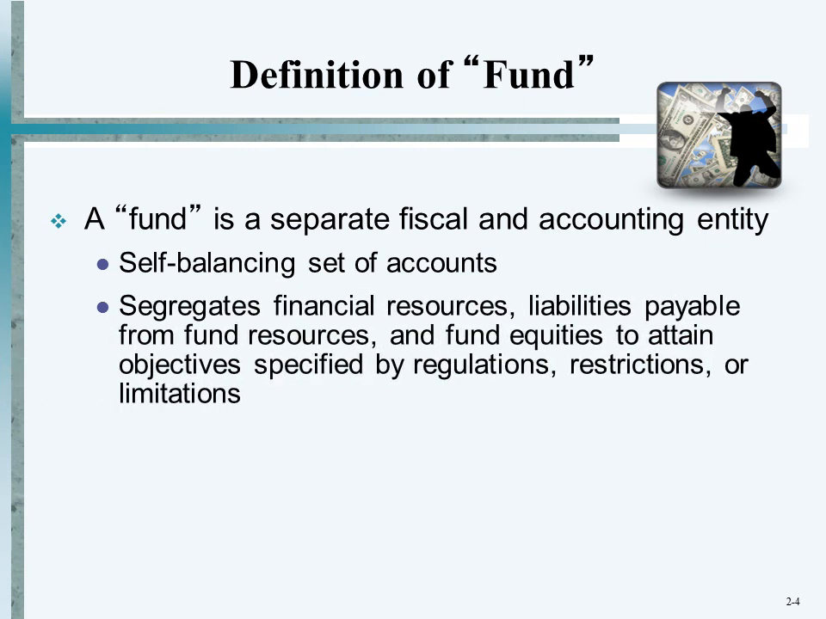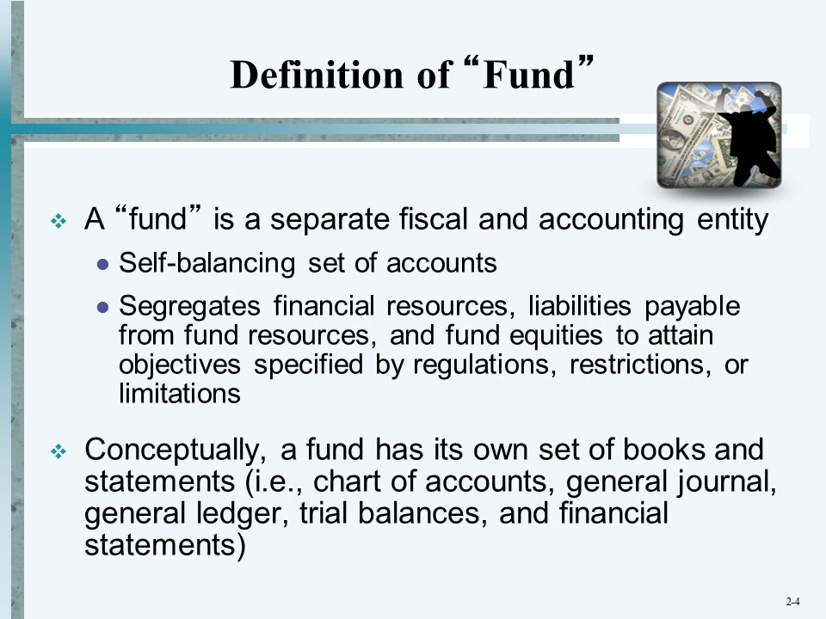It segregates everything, as I said, the assets, liabilities, and basically, it does all this in order to satisfy regulations or restrictions or limitations, to make sure that money that's meant for the fire department is with the fire department, and the liabilities attached to the fire trucks and things like that are segregated for that purpose. A fund has its own set of books and statements, its own chart of accounts, general journal, general ledger, balance, and financial statement.